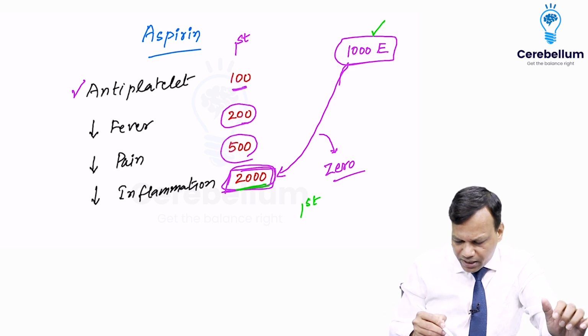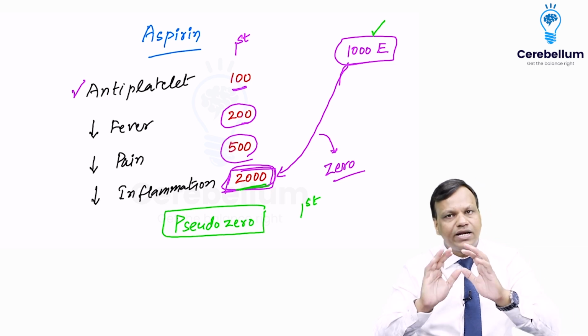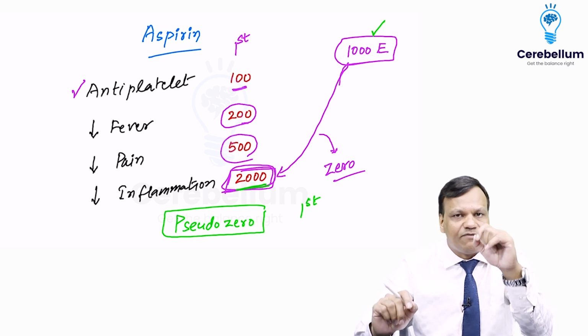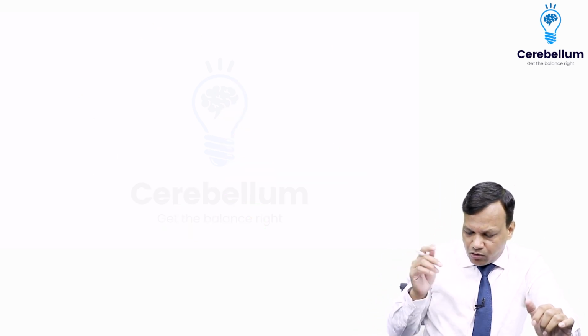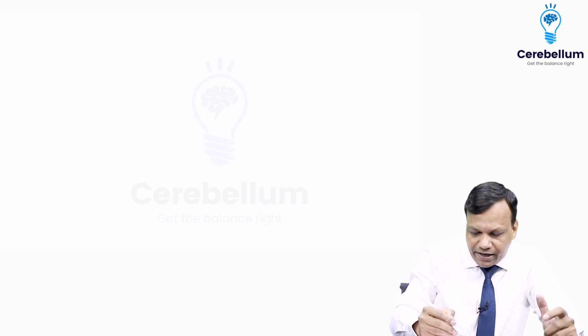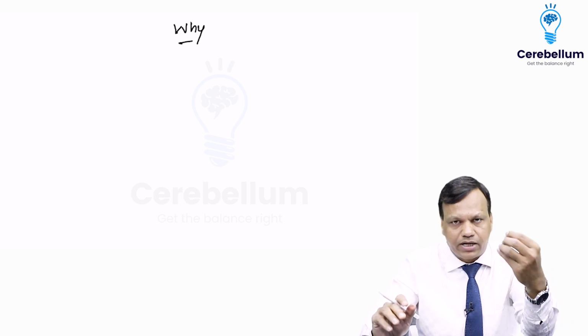So that's why zero order kinetics is sometimes known as pseudo zero order kinetics. So do not get confused between pseudo zero order and zero order. It is the same thing, because the drug is never following zero order always. Clear? Now moving to the last question: why do we want to know whether the drug follows first order or zero order kinetics?